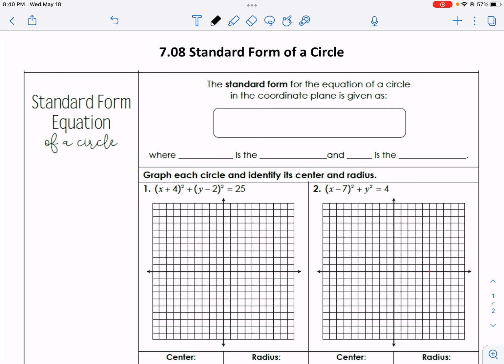Alright guys, welcome to graphing the standard form of a circle. We've been working with circles all unit, so now we will learn how to graph it.